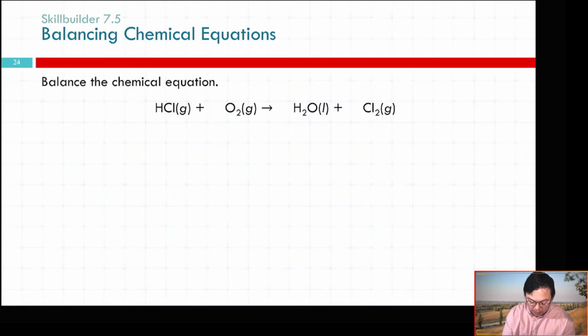So we have 1 hydrogen on the left and 2 hydrogens on the right. So 2. And then that balances. Then we'll move to chlorine. Chlorine, because it has this subscript, and on the left we have this coefficient, gives us 2 chlorines on either side. Then we can move to oxygen. We have 2 oxygens on the left, and we have 1 oxygen on the right. So we need to balance oxygen.